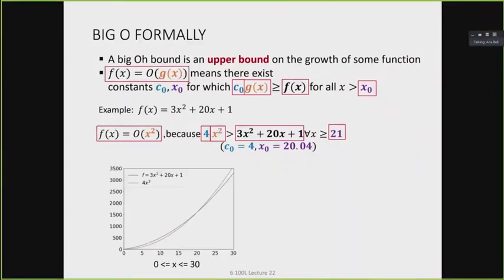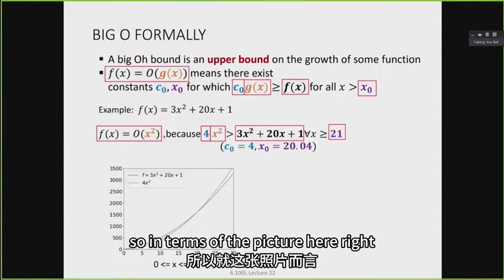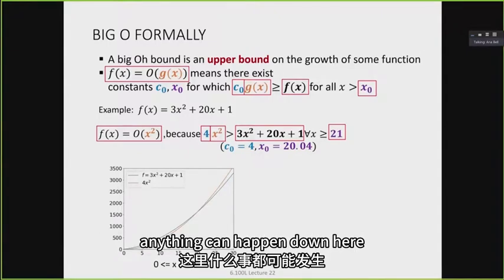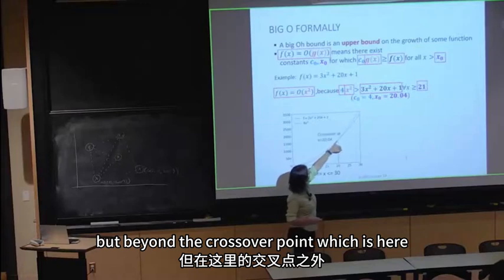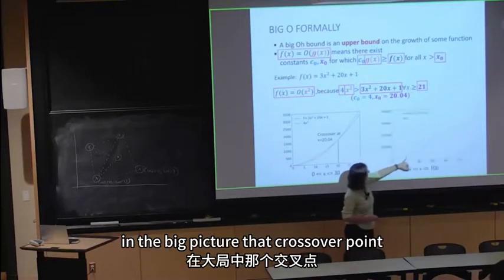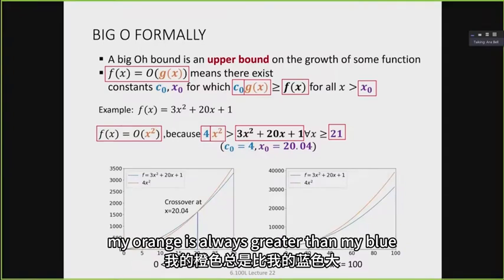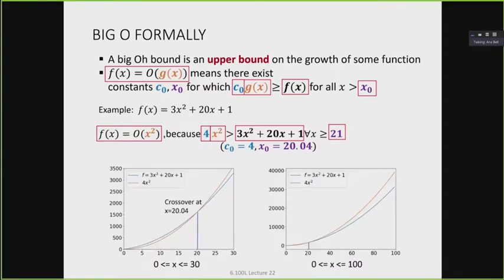All right? So in terms of the picture here, this is a little zoom in of what happens. Anything can happen down here, but beyond the crossover point, which is here in the big picture, my orange is always greater than my blue.